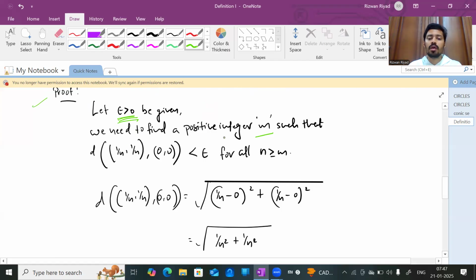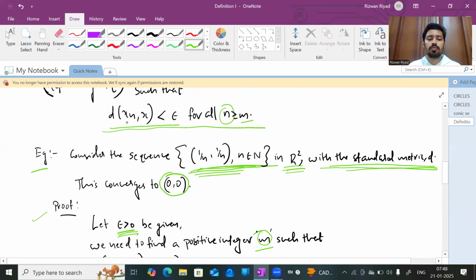What do we need to find here? We need to find a positive integer m, such that the distance between xn, the terms of our sequence, which is (1/n, 1/n), and x, the point to which our sequence converges, which is (0, 0). Instead of xn, we have the ordered pair (1/n, 1/n), and instead of x, we have (0, 0).